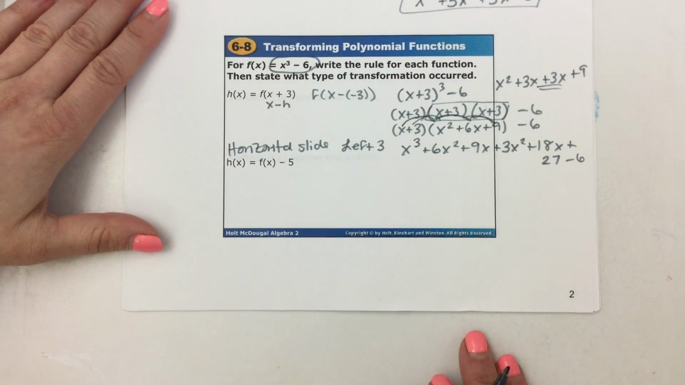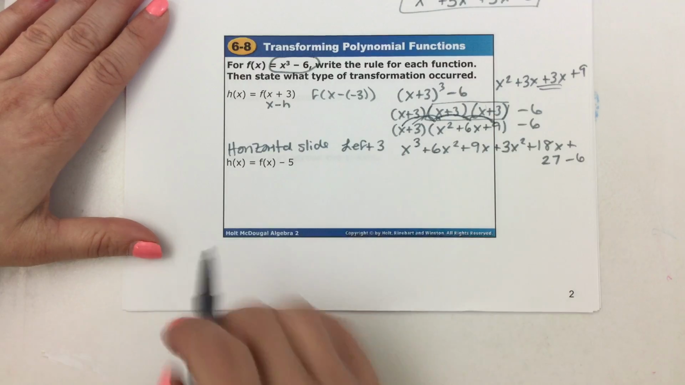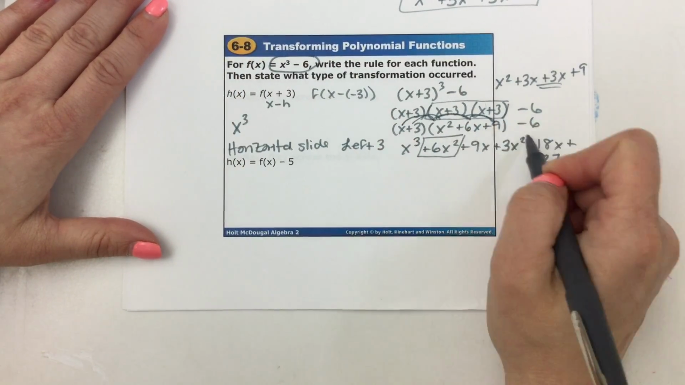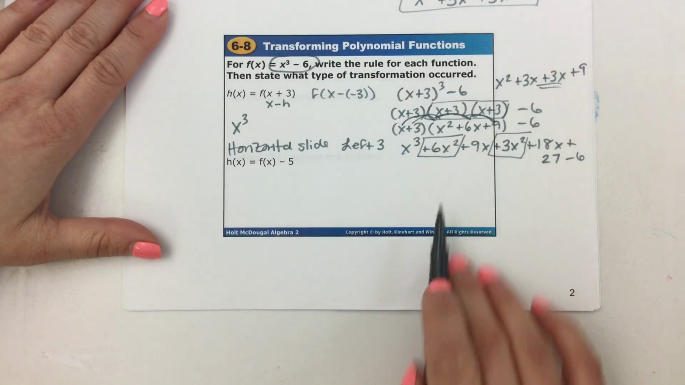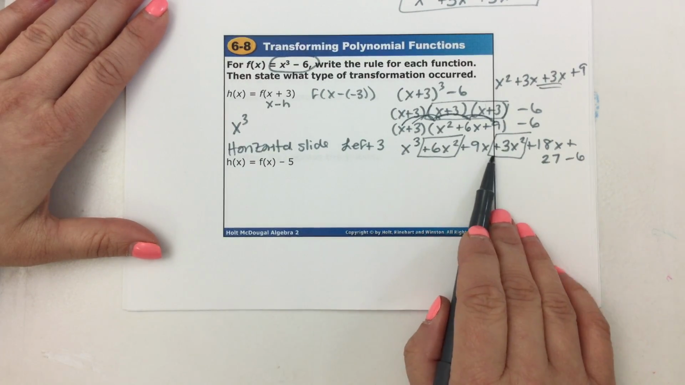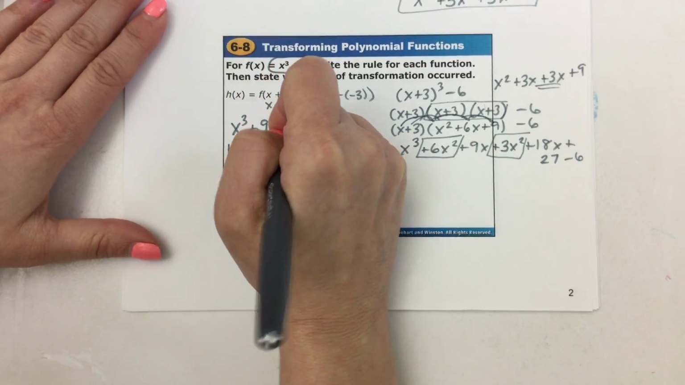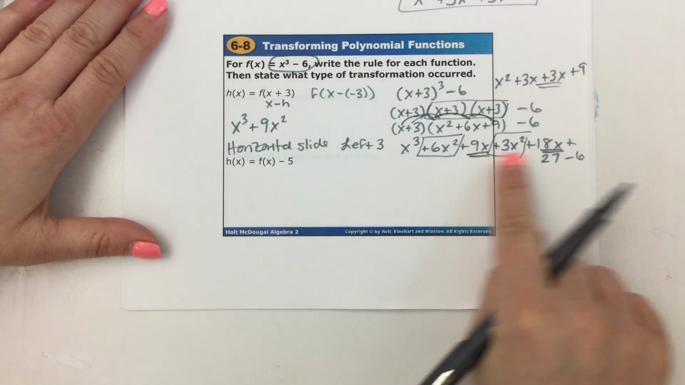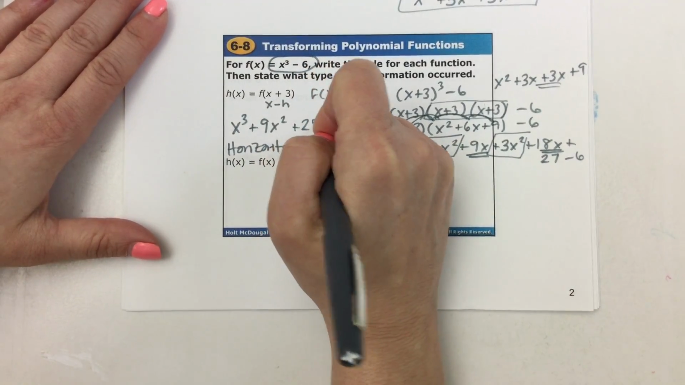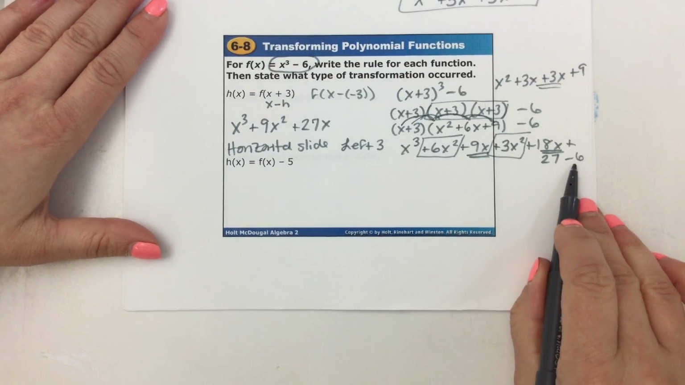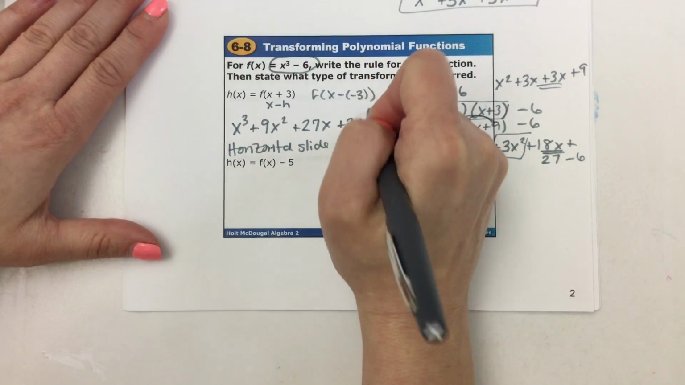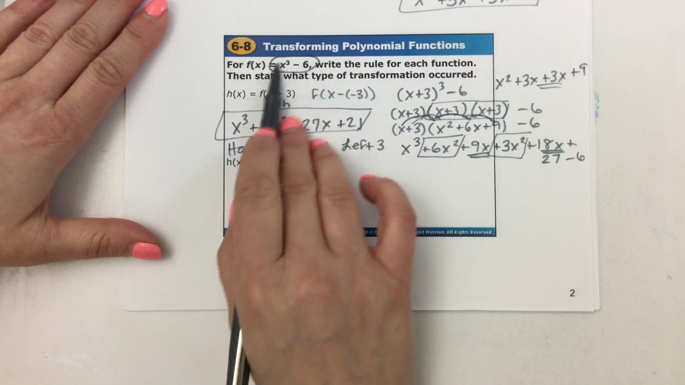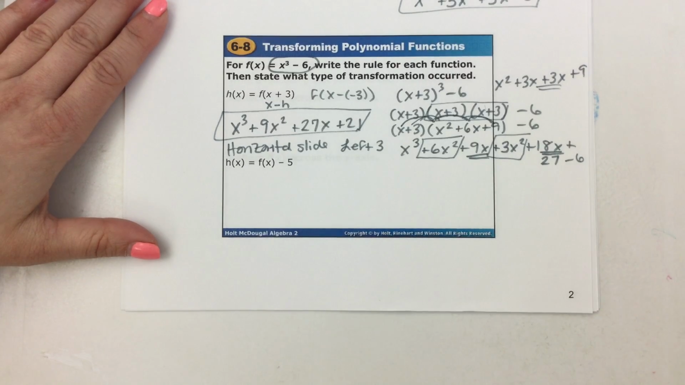Now to write your final rule, combine like terms and put it in the correct order. So x cubed comes first. This term has 2 x's. This term has 2 x's. 6x squared plus 3x squared makes 9x squared. This term has an x and this term has an x. 9x and 18x makes 27x. 27 and a negative 6 make 21. Here is the new rule. That's what this function would look like if you slid it to the left 3 units.